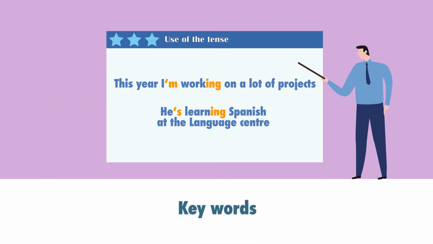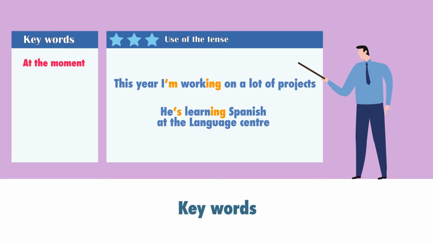Again, let's look at the key words which are the biggest clues as to which tense you should use. For the present continuous context, words or phrases such as at the moment, currently, right now, today, this week, this year. These expressions tell us that this is an event happening now or around now.